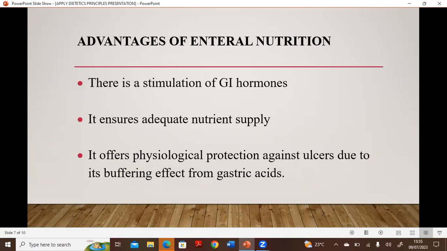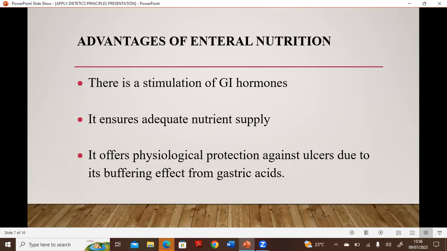We have the advantages of enteral nutrition. We have three advantages. The first one is that there is a stimulation of the GI hormones. The second one is that it ensures adequate nutrient supply. The third one, it offers physiological protection against ulcers due to its buffering effects from the gastric acids.